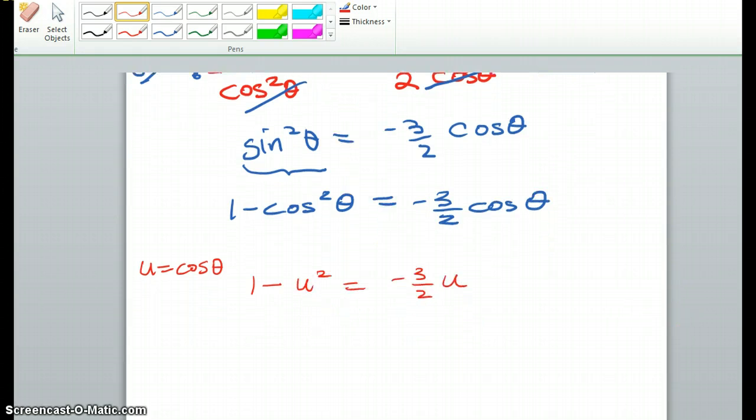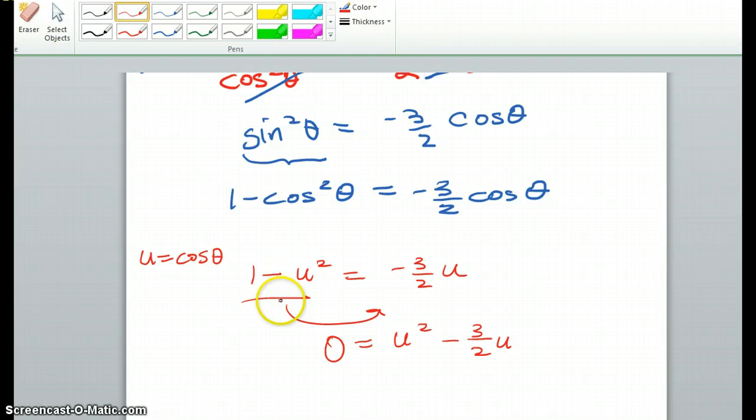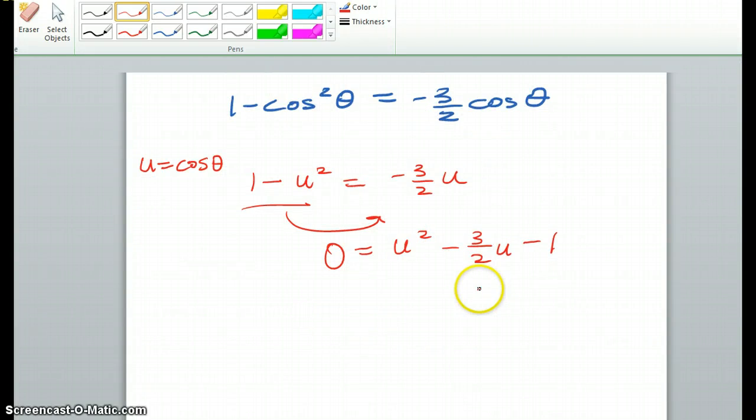This should start looking familiar to you. So now we're going to move everything over to that side so it's all positive. So this side will be 0, this side will be u squared minus 3/2 u, and then we gotta subtract the 1 over to the other side. Again, you should be going with your calculator here and using the quadratic formula. And I'm gonna do that right. Alright, so my two answers for u, I got 2 and negative 1/2.